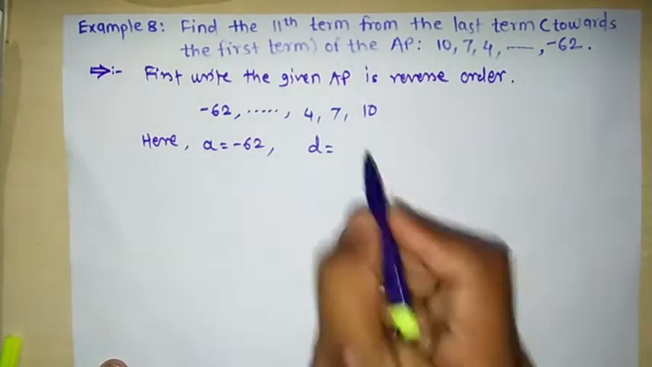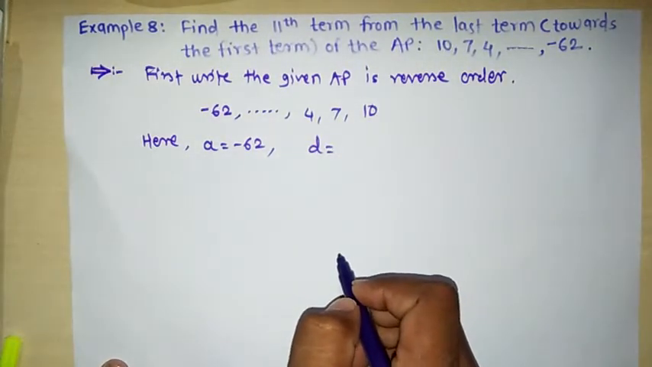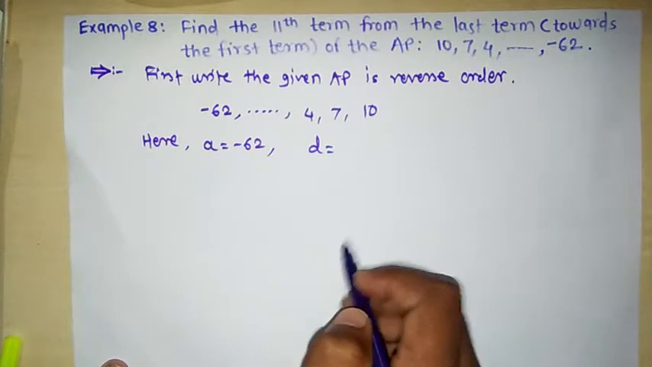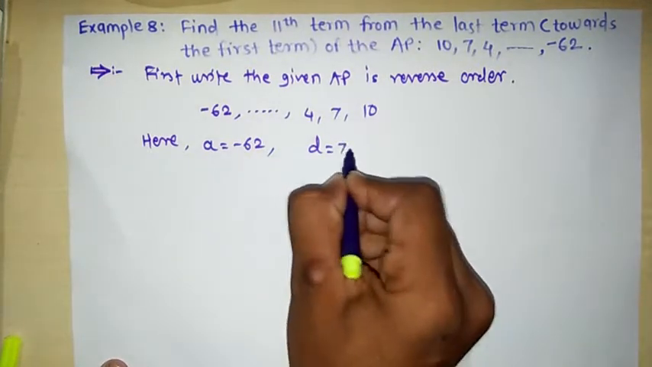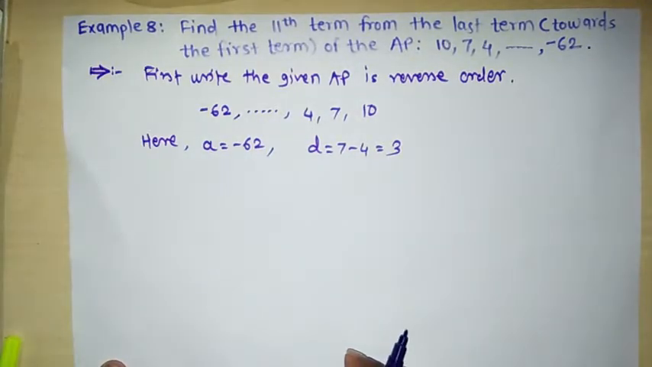Check. 7 minus 4 how much? D is equal to, can anyone? Okay, 7 minus 4, which is equal to 3. Here we got D is equal to 3. Now what we have to find is the 11th term, that is A11.